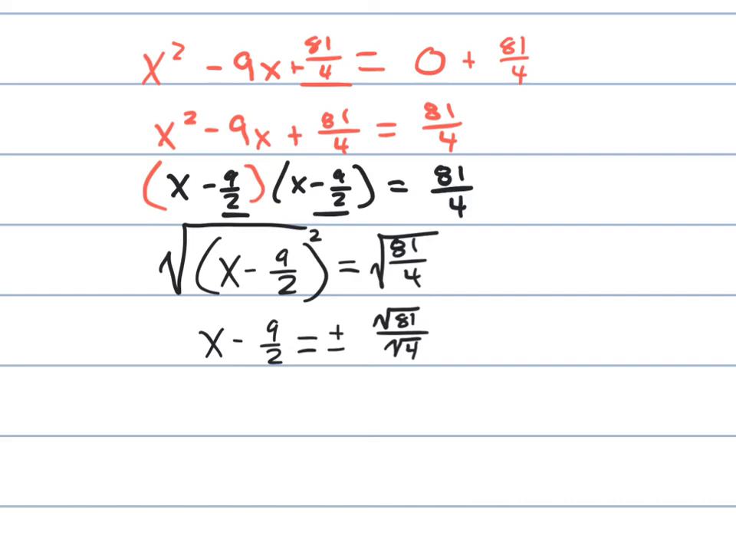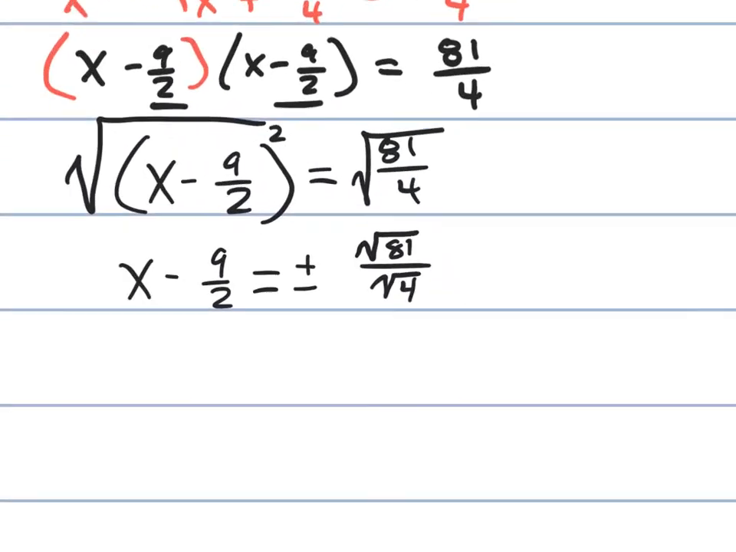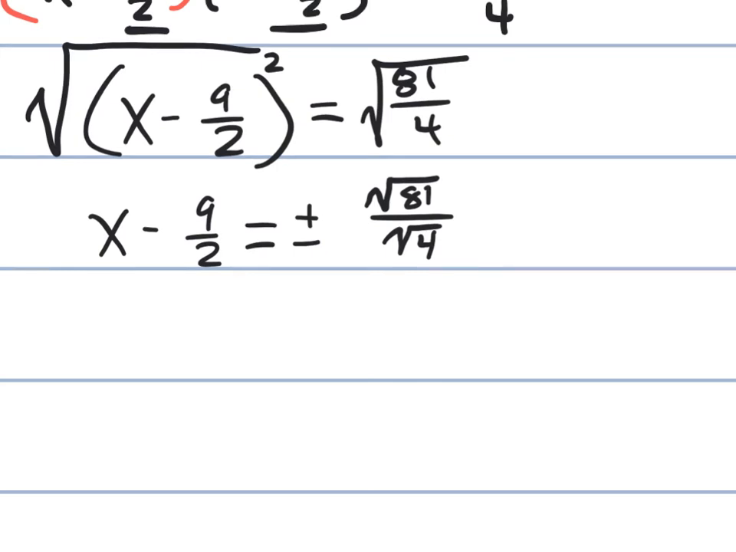Wait, then what do you do with the negative 9 over 2? Okay, wait. So let's keep going. What can I simplify here? 81 and 4. Okay, so x minus 9 halves equals plus or minus, the square root of 81 is 9. The square root of 4 is 2.